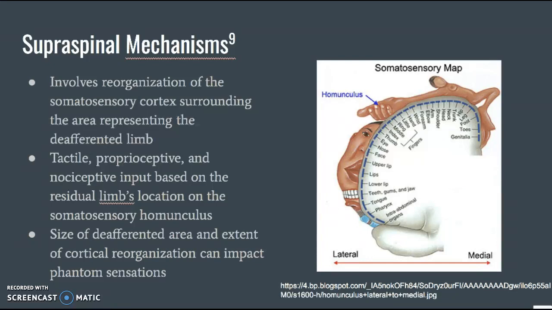This could explain why afferent stimulation of a body part whose cortical representation is adjacent to that of the phantom can produce sensations within the phantom, and is more likely to be impacted by cortical synaptic plasticity post-amputation. The greater the size of the deafferenated area and extent of cortical reorganization, the more intense the phantom sensations are.